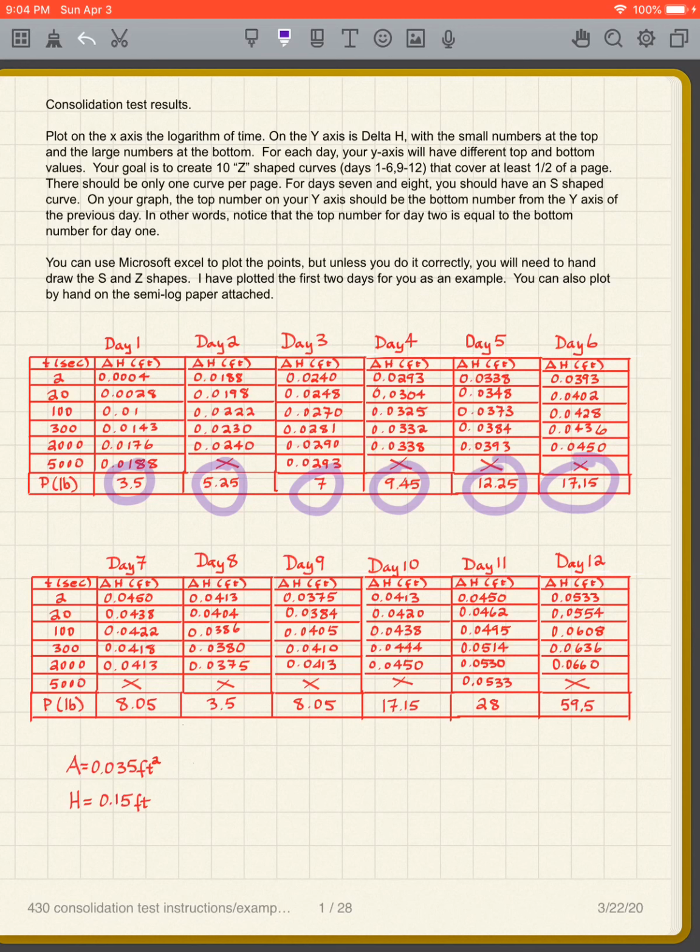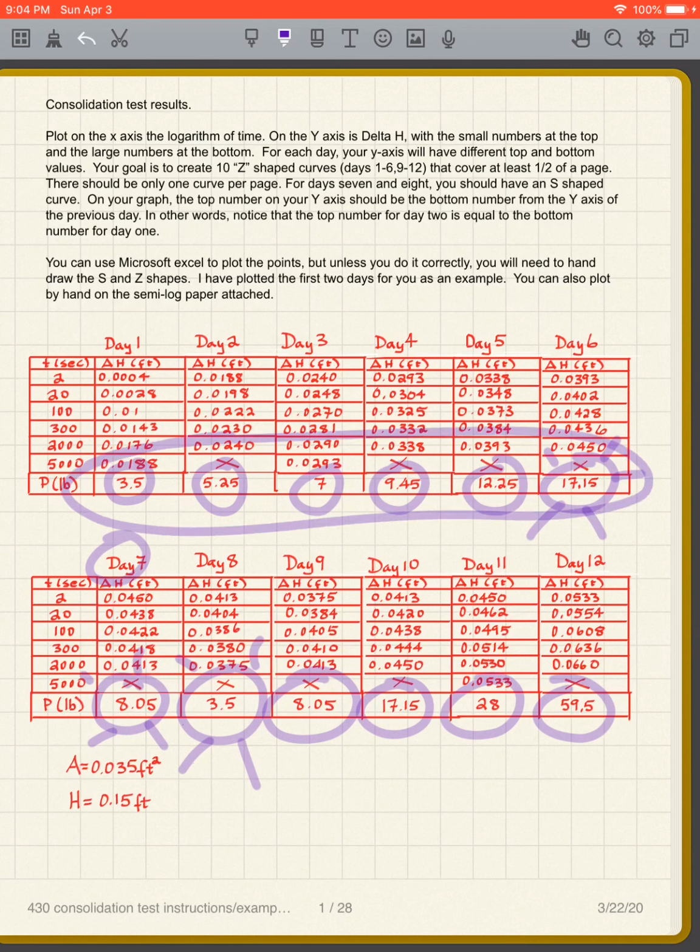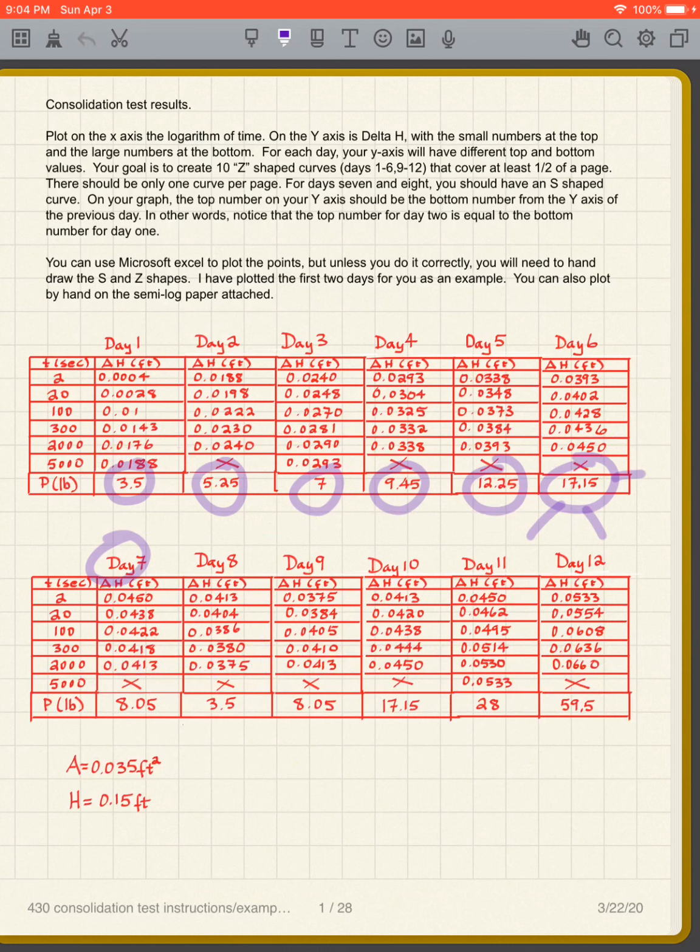But then, in this case, in day 7, we go from 17.15 down to 8.05. And then it drops again to 3.5. Then it goes up again to 8.05, then 17.15, then 28.59.5. So we increase the load during the first 6 days, then we drop the load for a couple days, and then we increase it again for the last day. So we have to remember that we have a different load for each day.